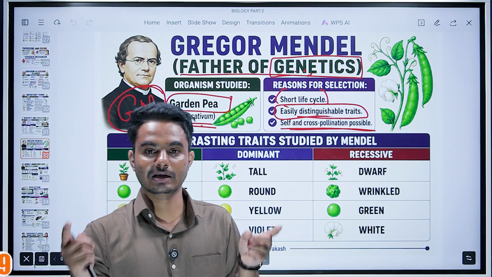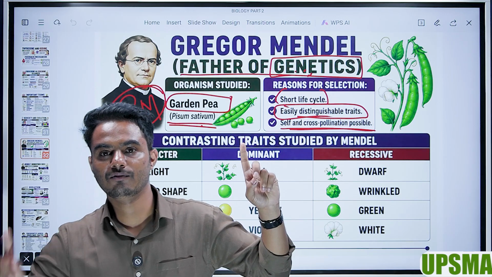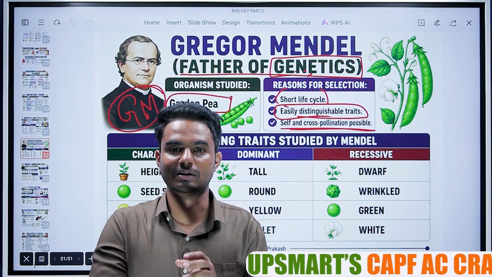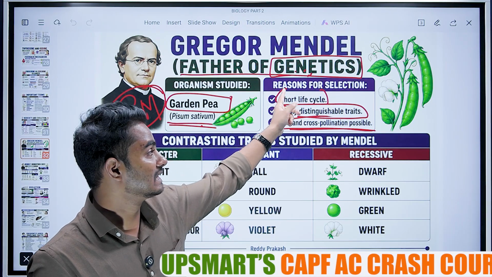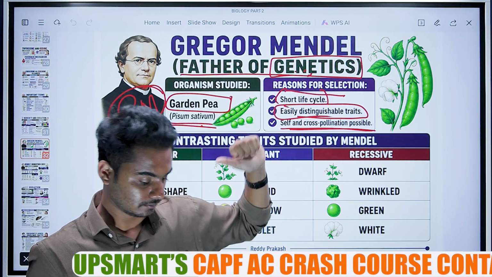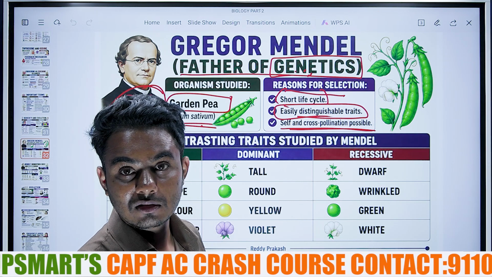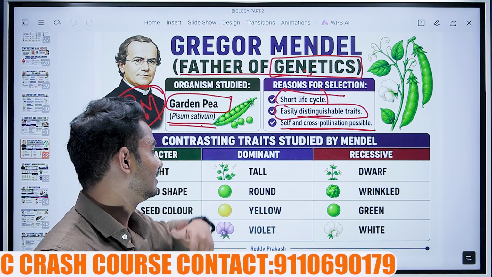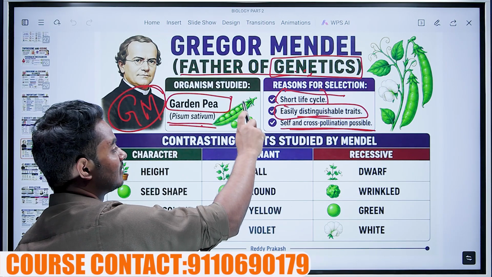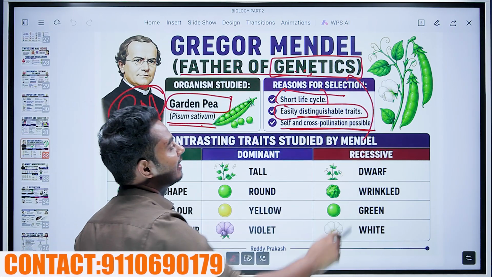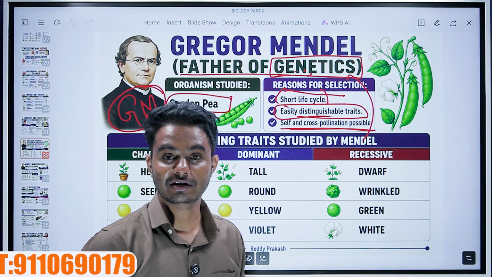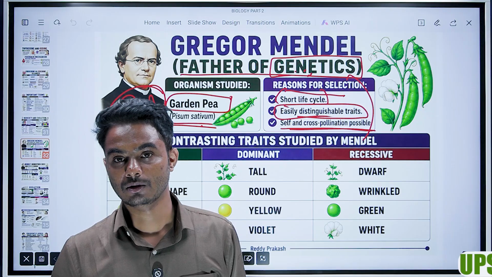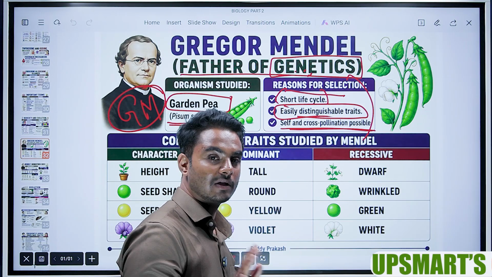Cross pollinate means you can pick two parents, one male, one female, and cross pollinate. Then you can also self pollinate, that is within itself. So those are the easy reasons for his selection of the pea plant. And why is he the father of genetics? Because he was the first person to understand these concepts of heredity, evolution, variation, and their application in human variation. So he is the father.